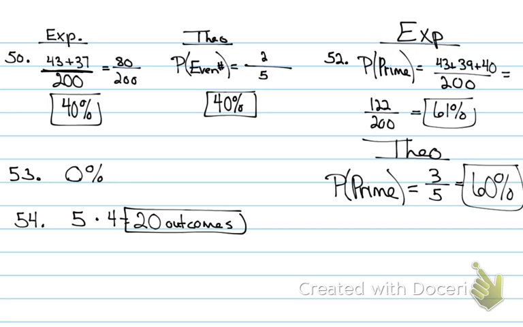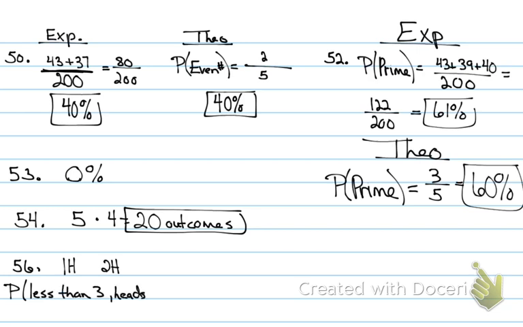Spinning a number less than 3 and flipping heads. And what I would encourage you to do is to come up with your favorable outcomes. How many numbers on the spinner are less than 3? There are 2 numbers that are less than 3, a 1 and a 2. And for both of them you could spin a heads. So that would be 2 favorable outcomes.